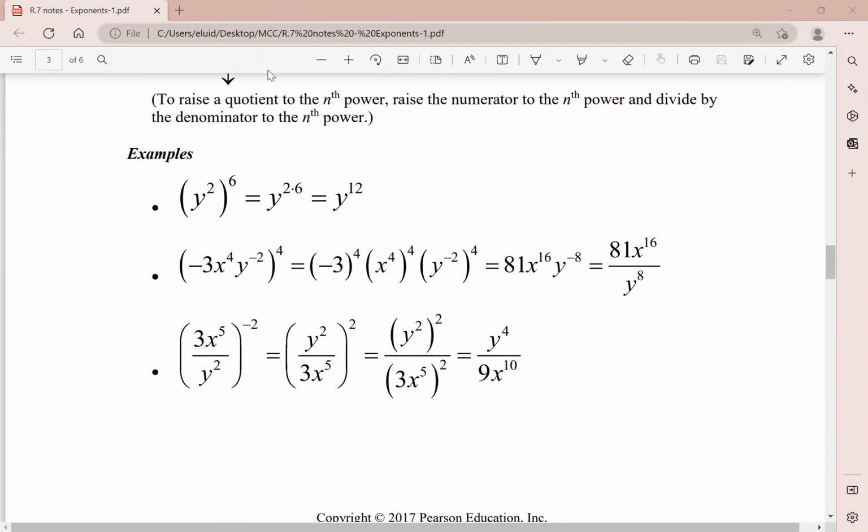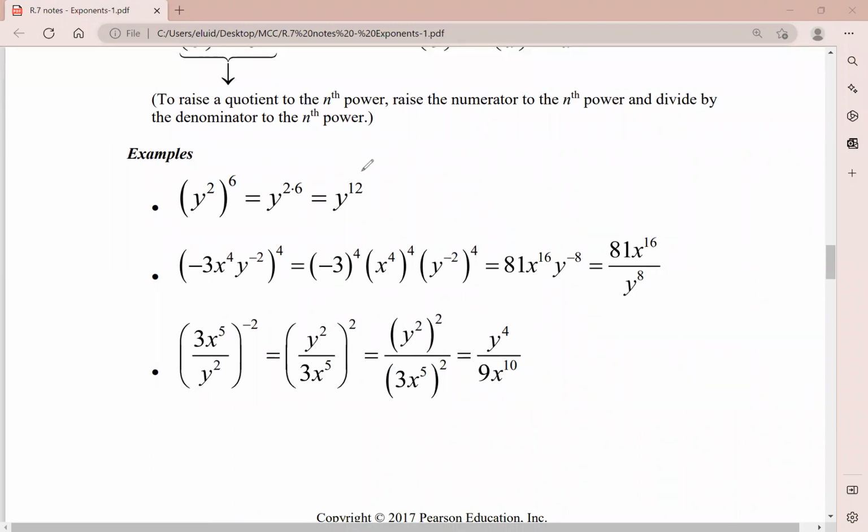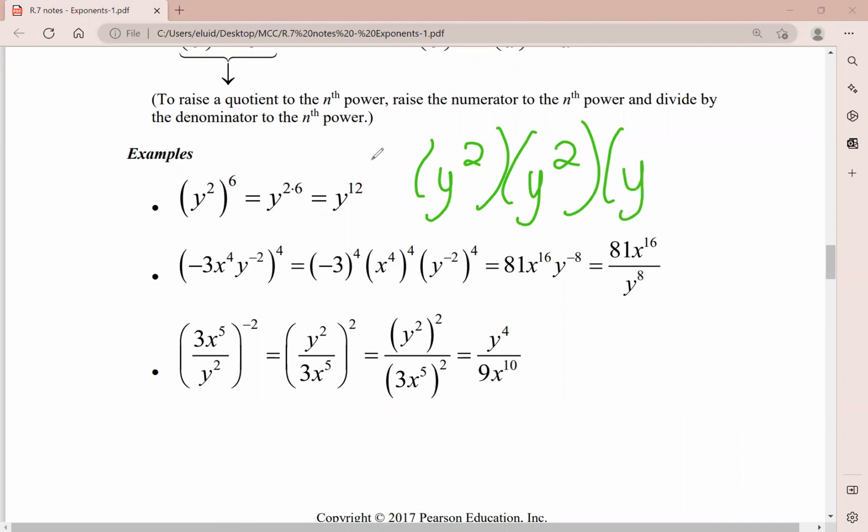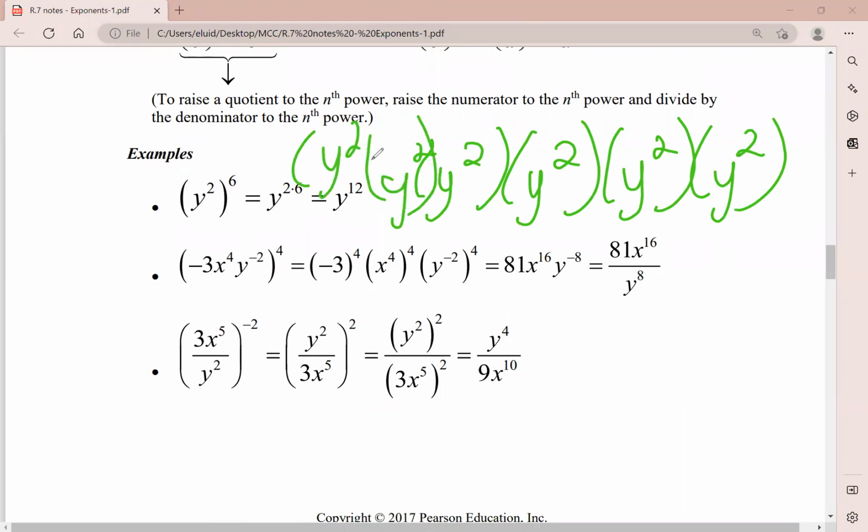All we do is multiply the exponents, 2 times 6, and we get y to the 12th. Now, it would be kind of a pain to do this, but one option is you could actually write this out, y squared to the 6. I might run out of space here. I'm writing it out. 1, 2, 3, 4, 5, and 6. So yeah, it gets a little tedious, a little bit messy, but you can write out y squared 6 times.